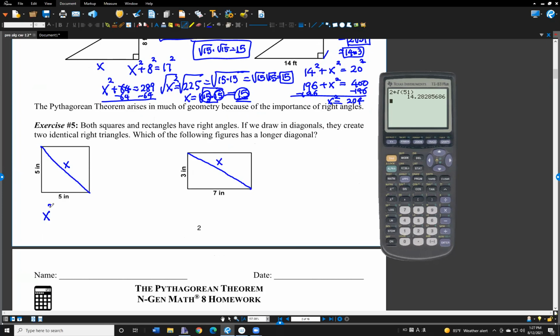X squared equals 5 squared, which is 25, plus another 5 squared, which is 25. So actually x squared equals 50, right? Now x is the square root. X equals the square root of 50 by definition. Now let's inspect: do they have any perfect square number? Yeah, 25, because 50 is 25 times 2. This 25 is the perfect square, 5 times 5. So the 5 comes out, because the square root of 5 times the square root of 5 is just 5. This is 5 root 2. Are you guys with me?